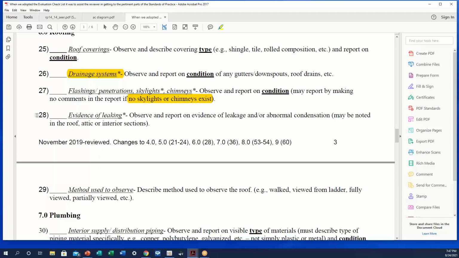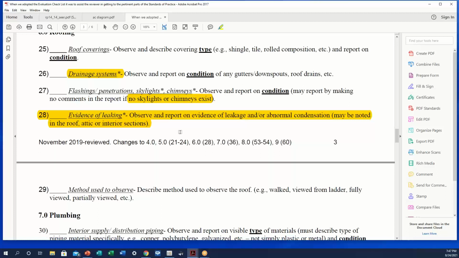Number 28 right here. This is number 2 on the list of things. Evidence of leaking. Observe and report on evidence of leakage or abnormal condensation that may be noted in the roof, attic, or interior sections.